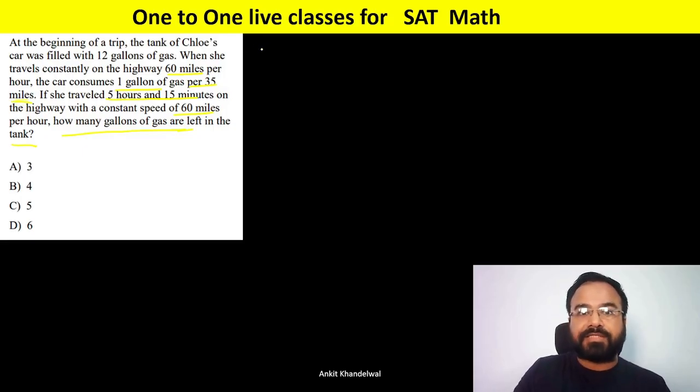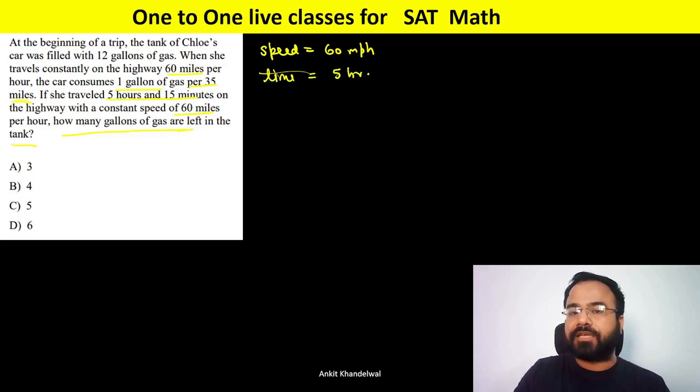Here, what is the speed? The speed given to us is 60 miles per hour. What is the time given to us? 5 hours 15 minutes. 15 minutes can be converted into hours as 1/4 of an hour, so it is 21/4 of an hour, right? Adding both of them. Now first we can find the distance, how much distance it has traveled.